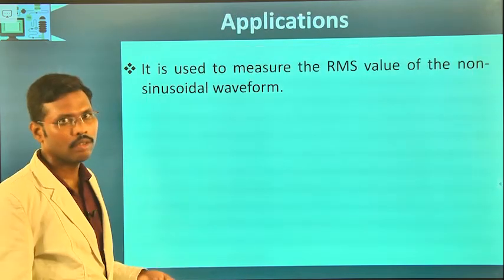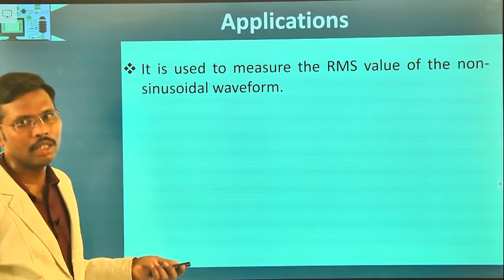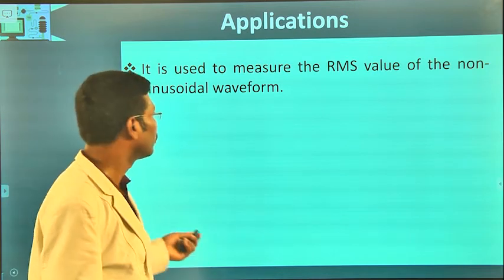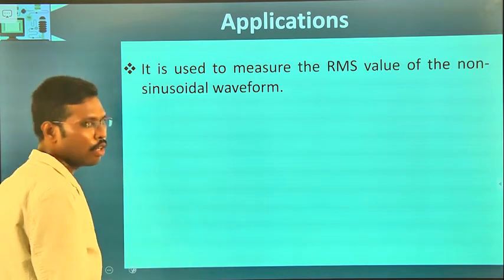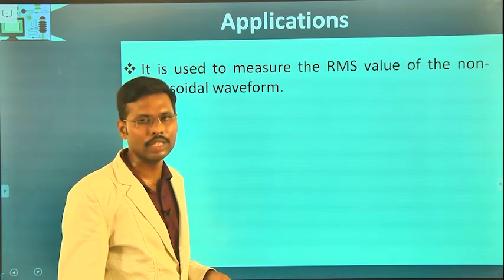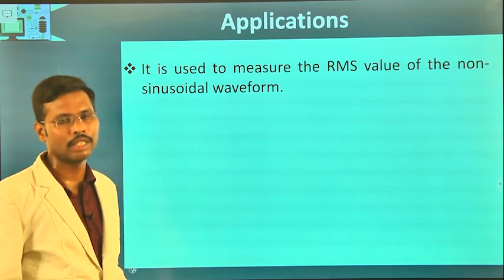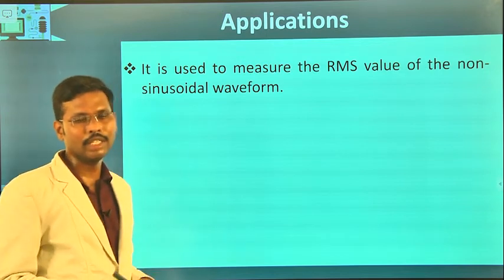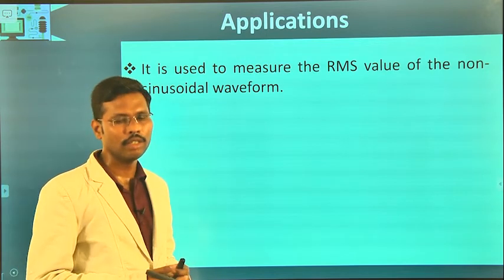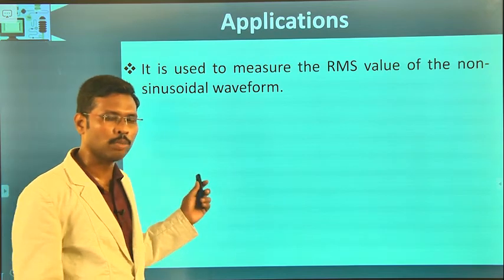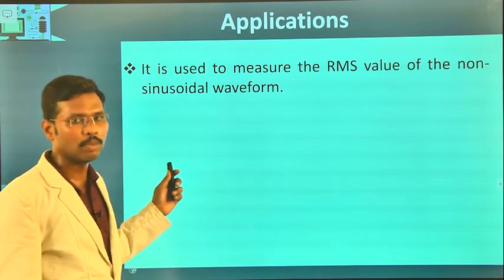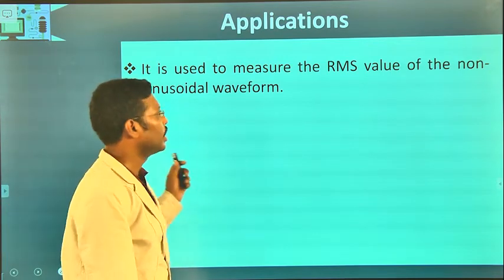So, the application of this true RMS responding voltmeter is that it is used for the measurement of RMS voltages of signals which do not have sinusoidal nature. That is, for signals of non-sinusoidal nature, we can use this true RMS responding voltmeter for measuring the RMS value.